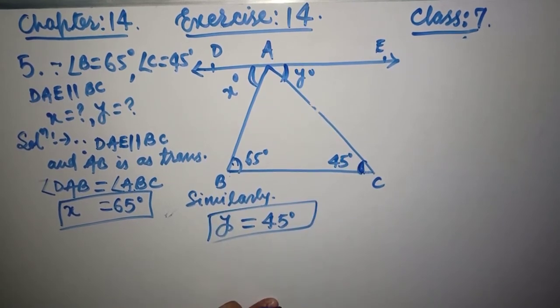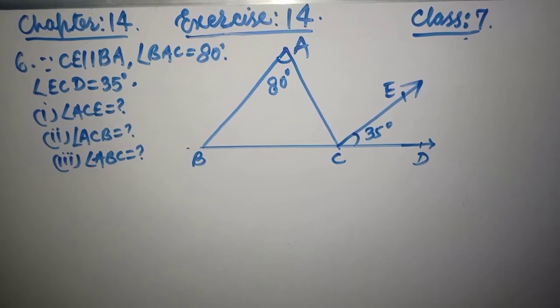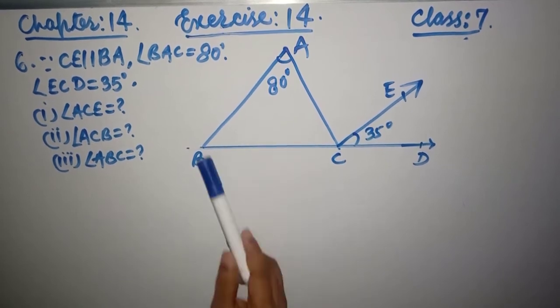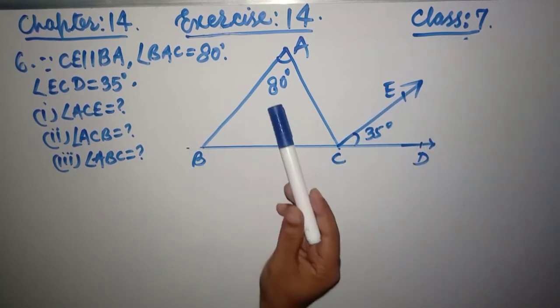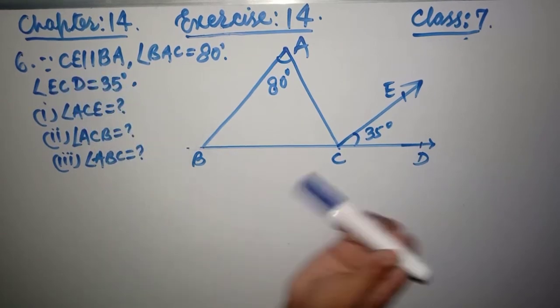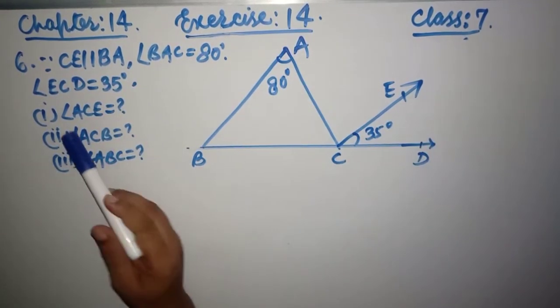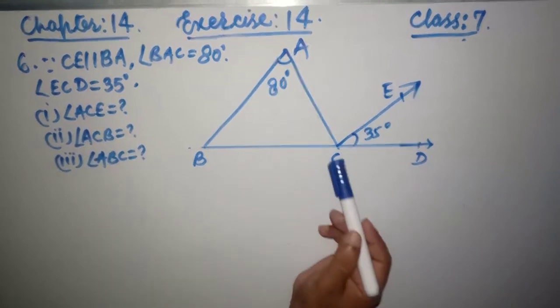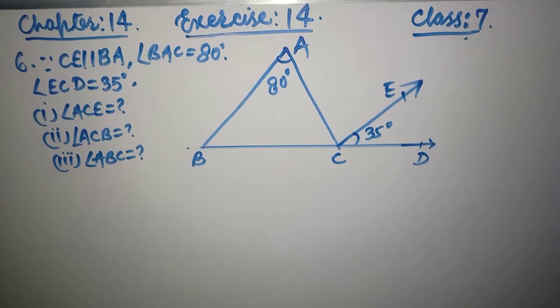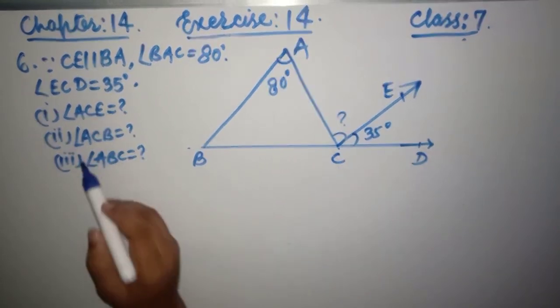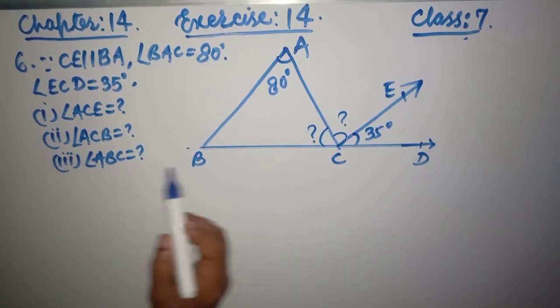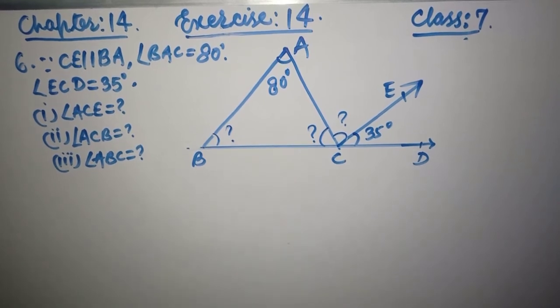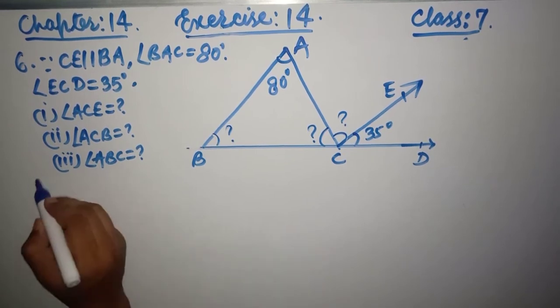Okay friends. Now see friends, question number 6. In the given figure there is a triangle ABC, and the angle ECAD is 35 degree, angle BAC is 80 degree, and it is given that CE is parallel to BA. Then we have to find first angle ACE, second angle ACB, and third angle ABC. Look at the figure attentively and find out the solution friends.